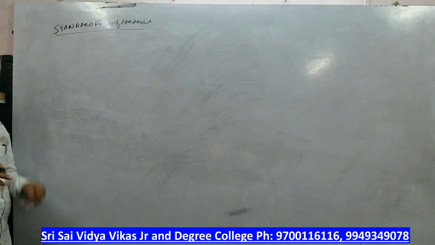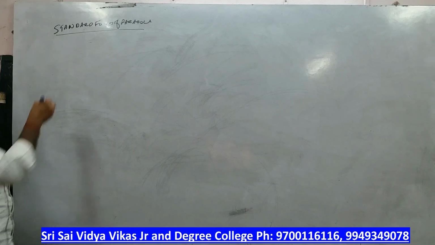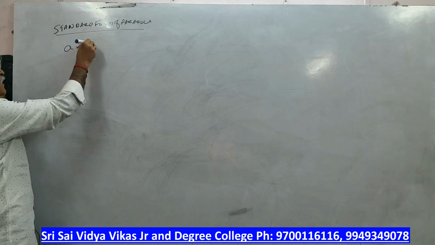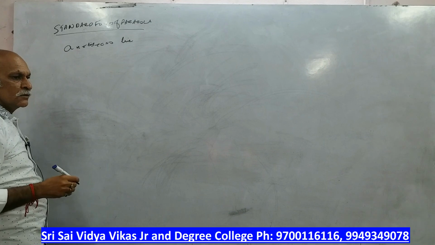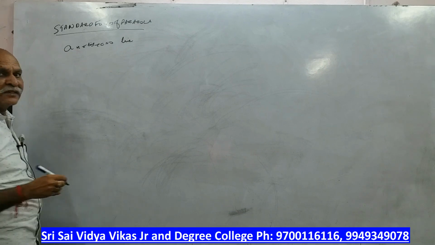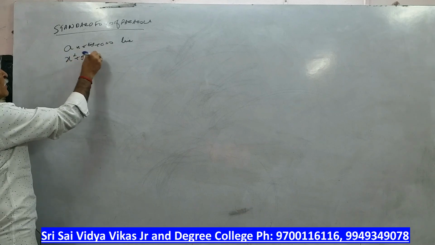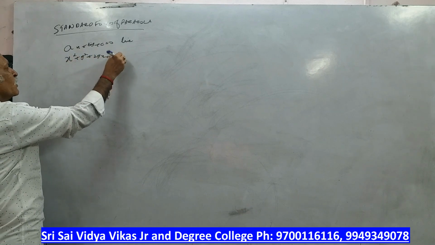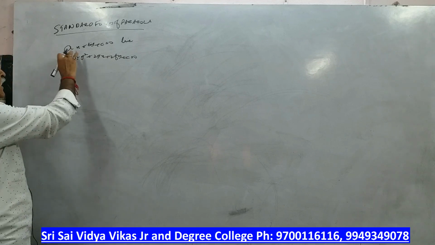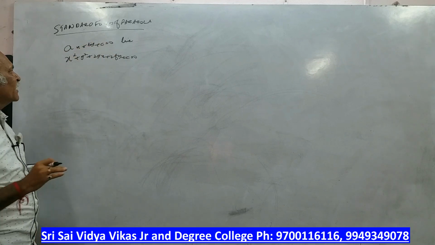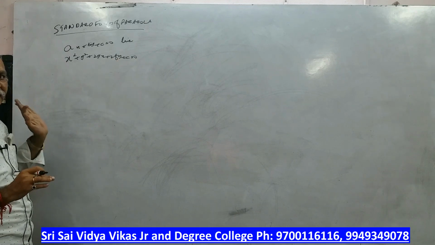Okay, standard form of the parabola. For every system we have got a standard form. ax plus by plus c is equal to 0 is a line in standard form. Similarly, x square plus y square plus 2gx plus 2fy plus c is equal to 0 is a circle equation in standard form.